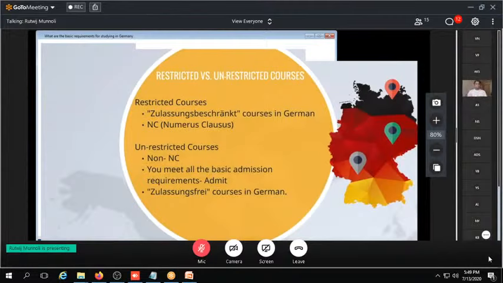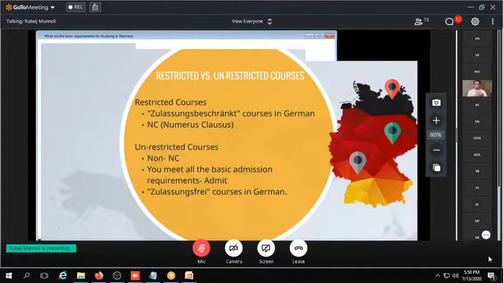Restricted courses means some study courses are more popular than others, and therefore the university sets a limit on the number of applicants they will accept in a given intake. Over here there are 2 intakes, a summer intake as well as a winter intake. Restricted courses are also called Zulassungsbeschränkt courses in German. For most restricted courses, your SOP, LOR, and CV play a vital role. In case the NC, the numerus clausus, is not publicly given on the website, you can inquire about the previous year's cutoff from the university. If you are not sure whether a course is restricted or unrestricted, you can directly mail the university. They will solve your problem.